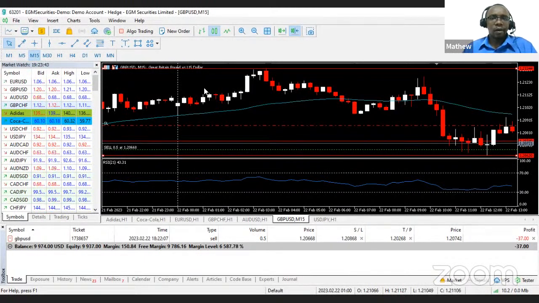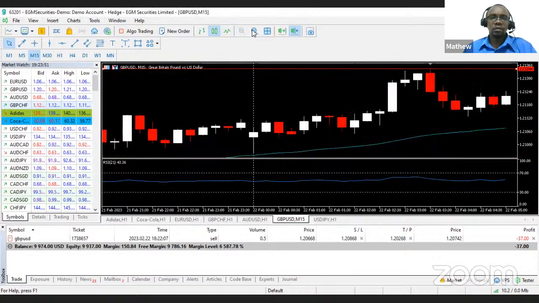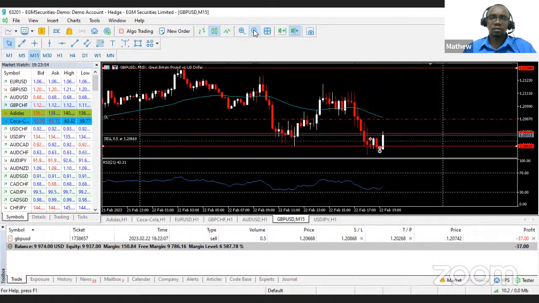Now, if you want to zoom out your chart, this is how you zoom out your chart. Maybe you would want to make sure that you understand these and click these also. That's how you zoom out.